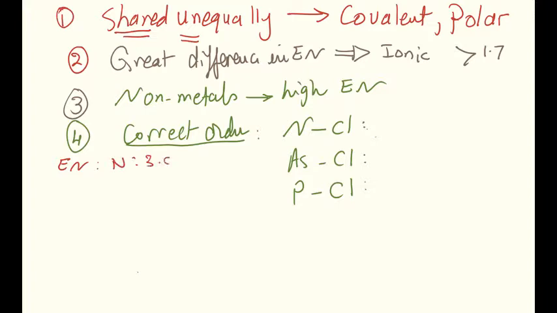N is 3, Cl is 3 also, As is 2.2, and P is 2.2. Here, if you make N minus Cl, it means 3 minus 3 equals 0. So the bond is non-polar.